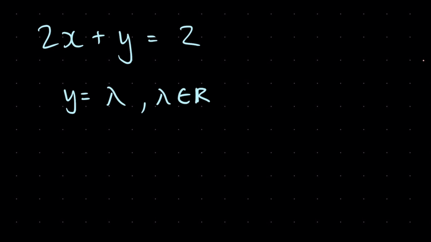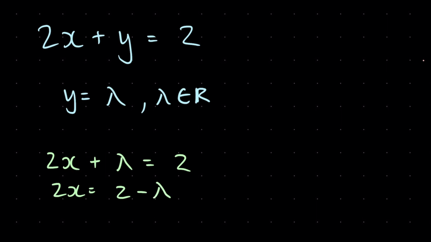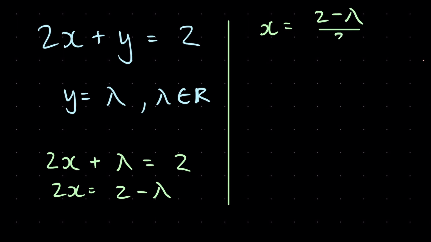Now let's rewrite the first equation using our new variable. So that's just 2x plus lambda is equal to 2. And then we are going to rearrange for x. So moving 2 to the other side, we get this. And then dividing everything by 2, we get this. So now we know what x is equal to in terms of lambda. And what about y? Well, we actually specified that at the beginning, y is just equal to lambda.